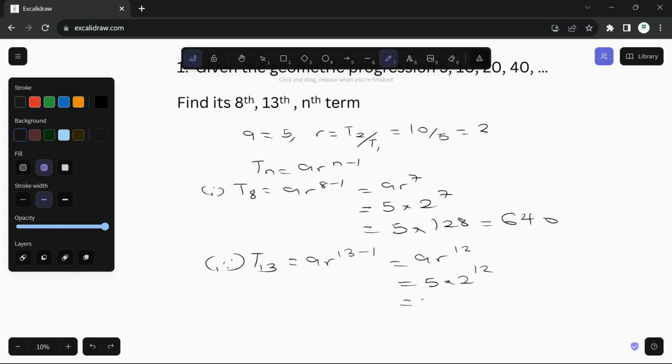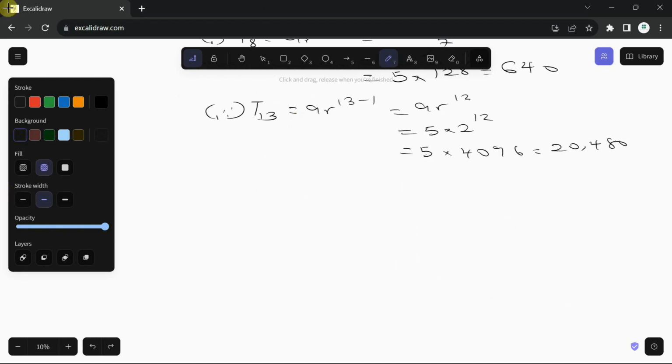So let's substitute. That is 5 times 4,096. So if we multiply 4,096 by 5 on your calculator, you see it is 20,480. So if you got this, thumbs up to you. Now the last part is saying that we should find the nth term. You can also pause the video again and try that yourself.